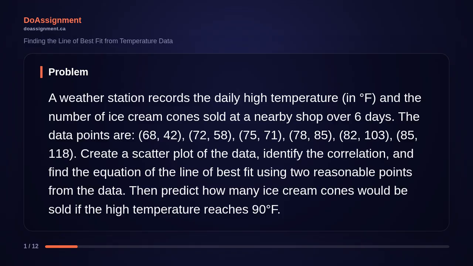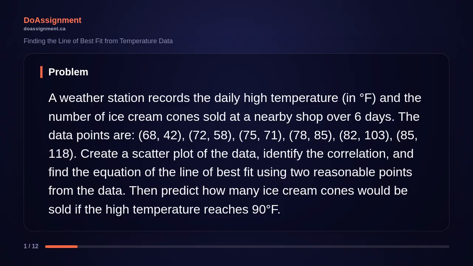A weather station records the daily high temperature in degrees Fahrenheit and the number of ice cream cones sold at a nearby shop over 6 days. The data points are (68, 42), (72, 58), (75, 71), (78, 85), (82, 103), and (85, 118). Create a scatter plot of the data, identify the correlation, and find the equation of the line of best fit using 2 reasonable points from the data. Then predict how many ice cream cones would be sold if the high temperature reaches 90 degrees Fahrenheit.